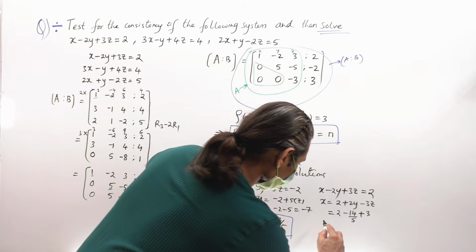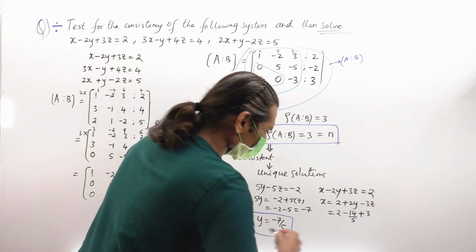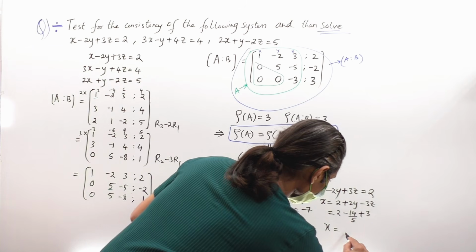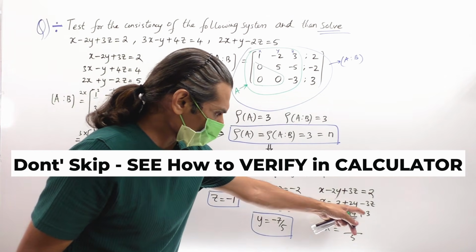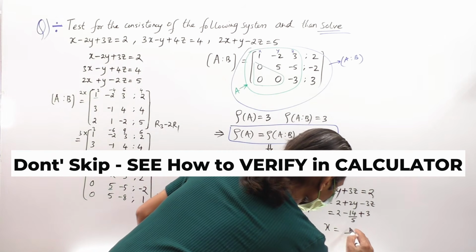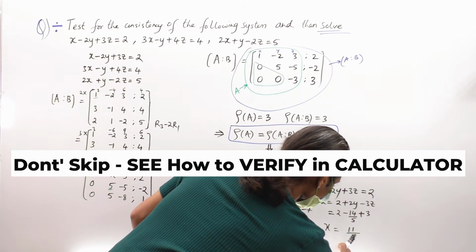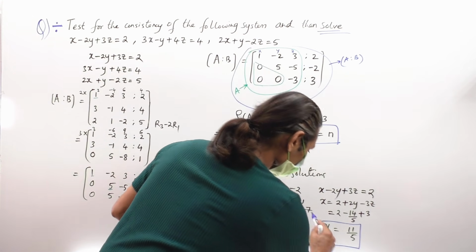So, the LCM here is 5. So, x will be whole divided by 5. You can take the LCM here: 10 minus 14 plus 15 gives 11. So x is 11 by 5. That's all. Verified, x is 11 by 5.